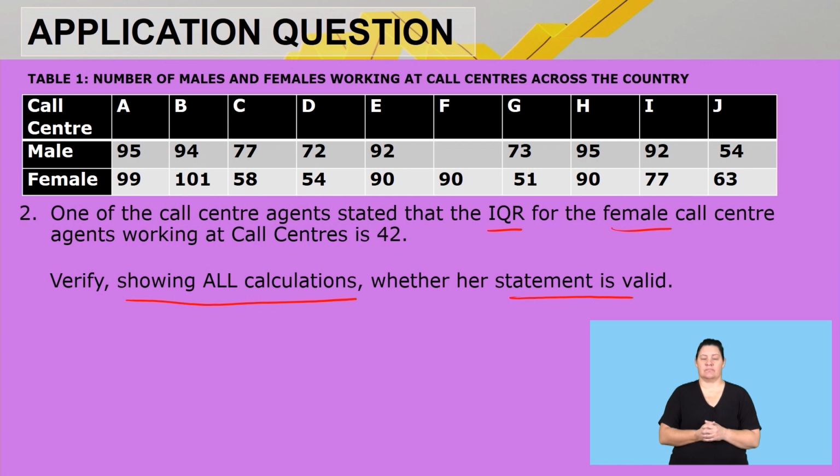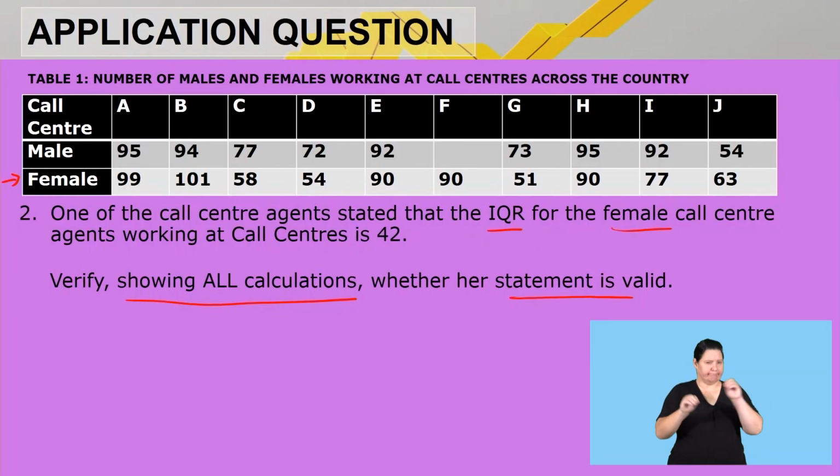Before we can say it is valid or not valid, we have to do some calculation. What is needed for the IQR is quartile 3 and quartile 1. We don't have those values as yet. Remember, we are working with the females, and as I've indicated before, we have to make sure that we arrange our data set in ascending order. Looking at the females, it's not yet arranged, because it's 99, 101, 58, 54, 90, 90, 51, 90, 77, 63. So step number 1, let us quickly arrange our numbers.